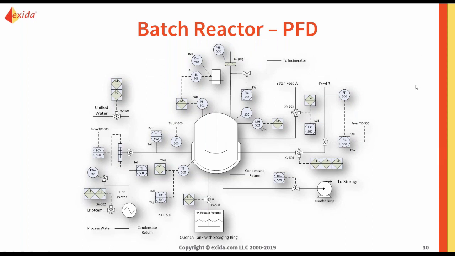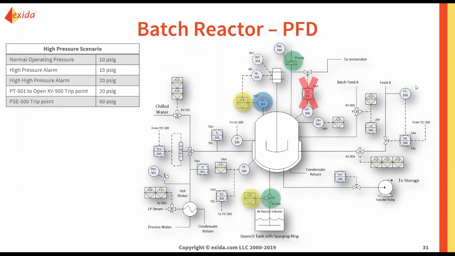And so when we're doing our analysis, it seems that the only way that we can have high pressure in this reactor is if this control valve fails, right? So we would consider that a failure of the BPCS. So if pressure gets too high here and this control valve fails, it can't vent to this incinerator.